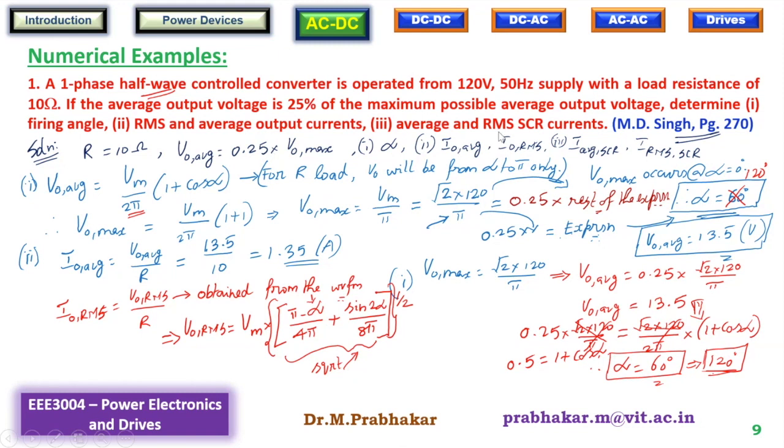And SCR current is the same as the load current, because in a half wave controlled converter, the current through the SCR and the current through the load are the same. Half wave meaning only one SCR. So whatever answer you get, the same thing is true for the SCR current as well. That is with regards to half wave.